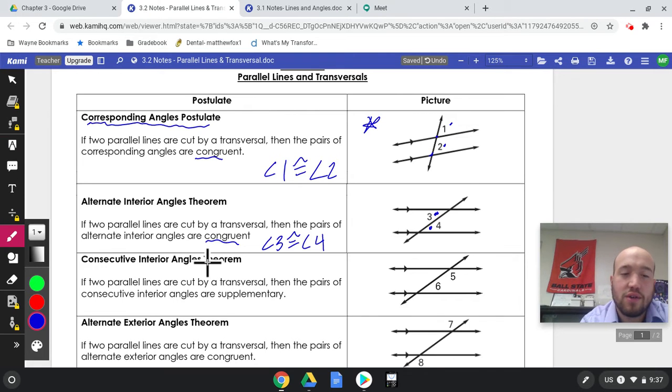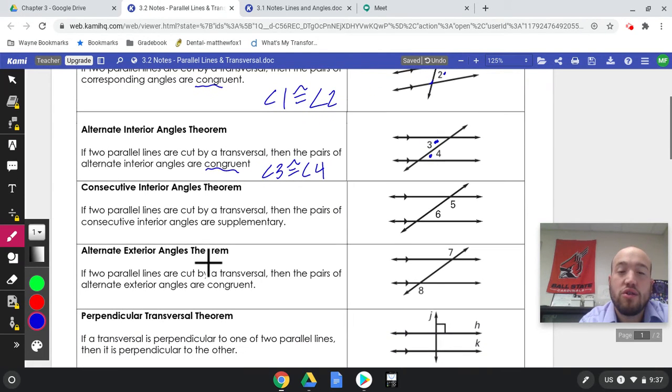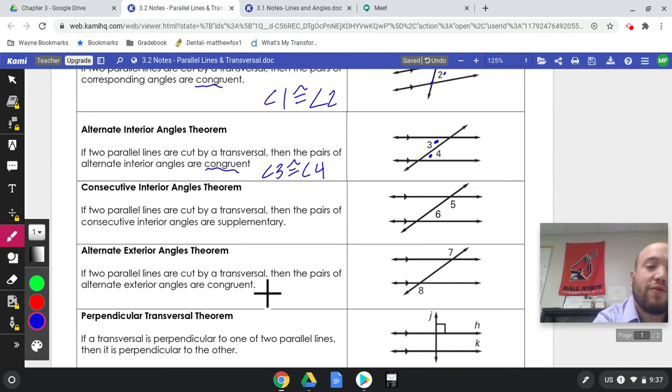Okay, this next one, consecutive interior angles. The first thing I want us to do is remember another name for consecutive would be same side. So consecutive interior or same side interior. And that means they're on the same side of the transversal. They're on the inside, 5 and 6.